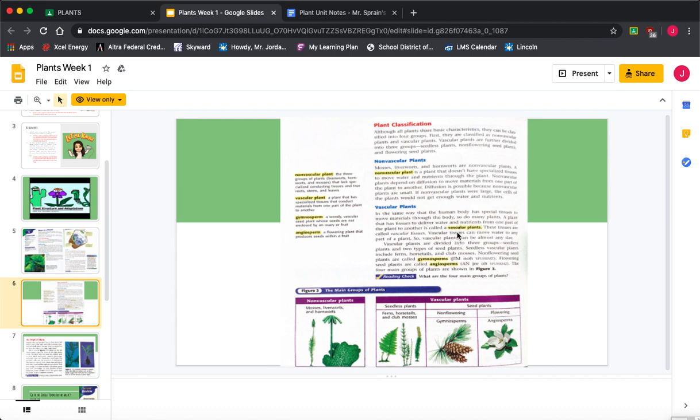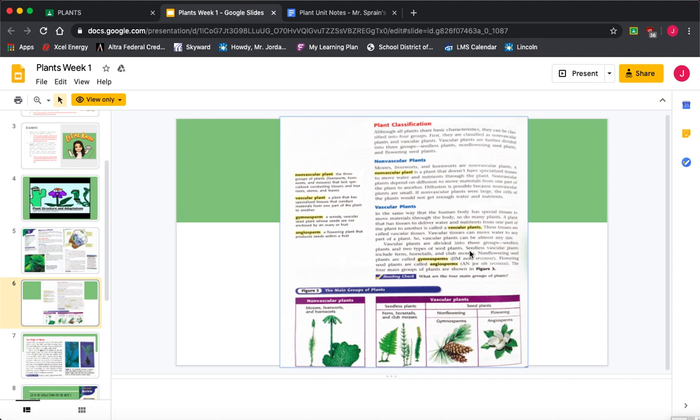Okay, to continue reading, right where my cursor is. These tissues are called vascular tissues. Vascular tissues can move water to any part of the plant. So vascular plants can be almost any size. Vascular plants are divided into 3 groups: seedless plants and 2 types of seed plants. Seedless vascular plants include ferns, horsetails, and club mosses.